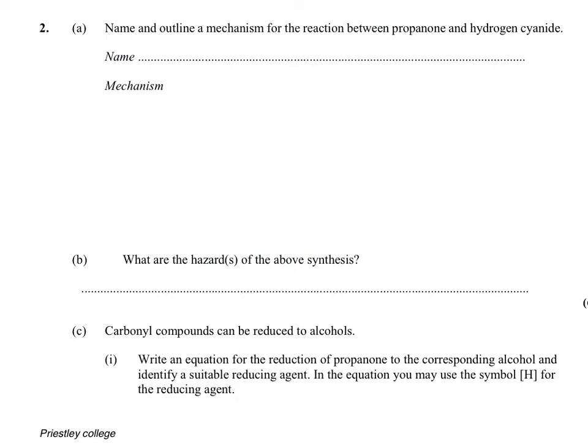Name and outline a mechanism for the reaction between propanone and hydrogen cyanide. Sometimes it's easier to draw the mechanisms first, and then once you've got the mechanism drawn, you can go back and you can see which is the suitable name for it. So let's draw propanone. And it's reacting with hydrogen cyanide.